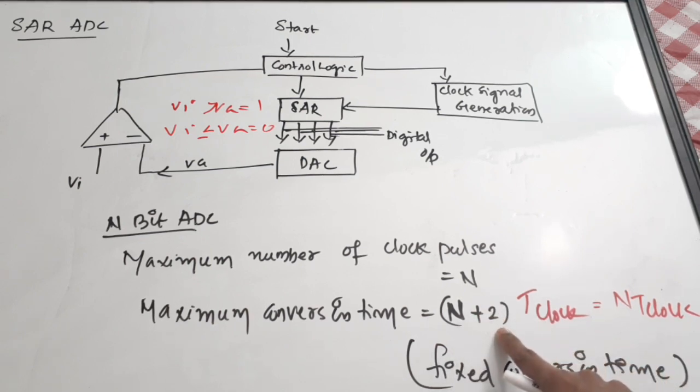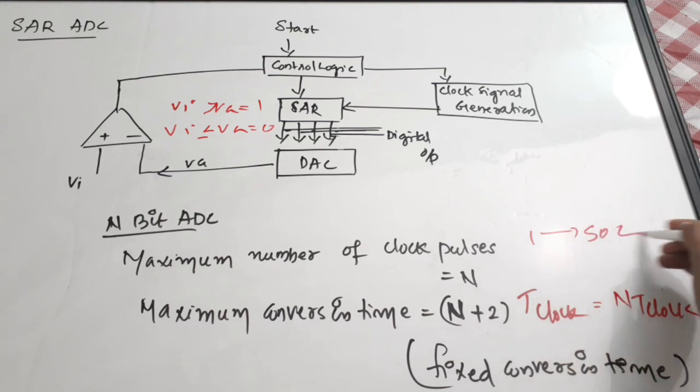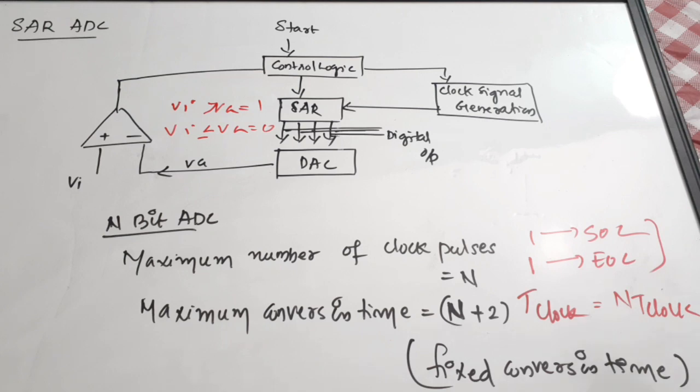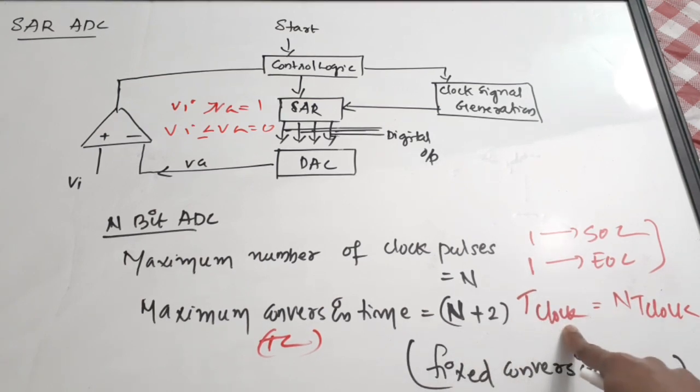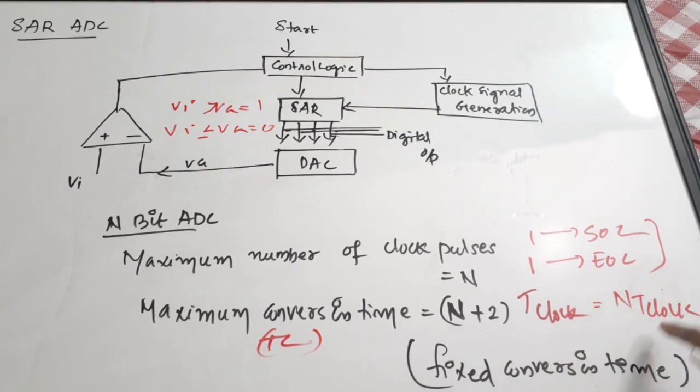Why is this 2 coming? Because there is 1 clock pulse for start of conversion and 1 clock pulse for end of conversion. 2 clock pulses are actually used for these two purposes. So (n plus 2) t clock is taken as the maximum conversion time, or the time of conversion, TC. Okay, so I would suggest you follow this equation: the time of conversion for a successive approximation register ADC is (n plus 2) t clock. But just keep in mind that there are some textbooks which follow the other equation also. Okay, so this is a successive approximation register ADC and it has a fixed conversion time.